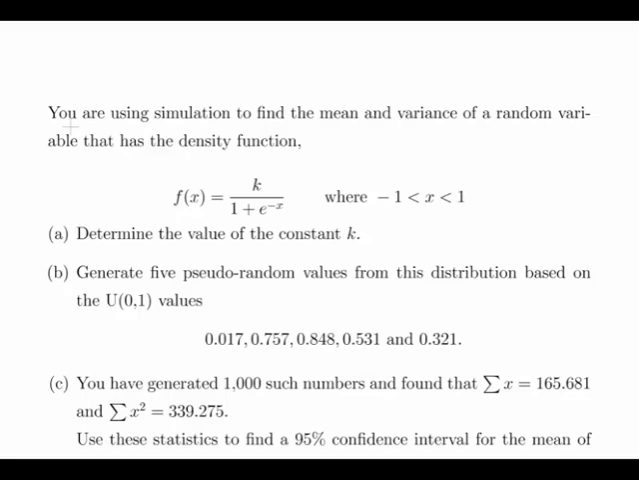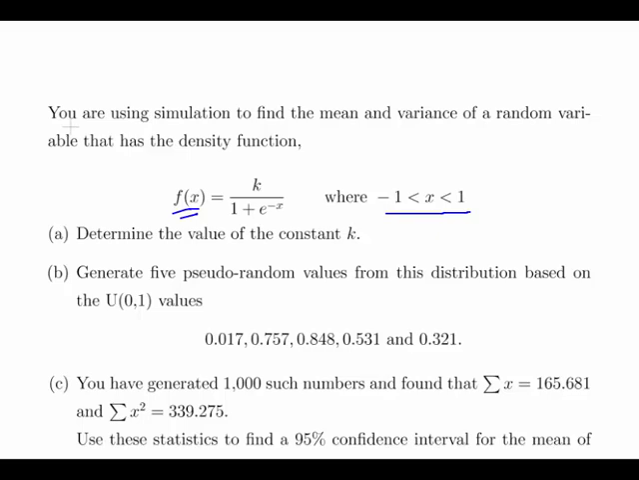Okay, in this presentation we are going to look at random number generation. You are using a simulation to find the mean and variance of a random variable which has the following density function. f(x) is equal to k divided by 1 plus the exponential of minus x, where x is between minus 1 and 1.